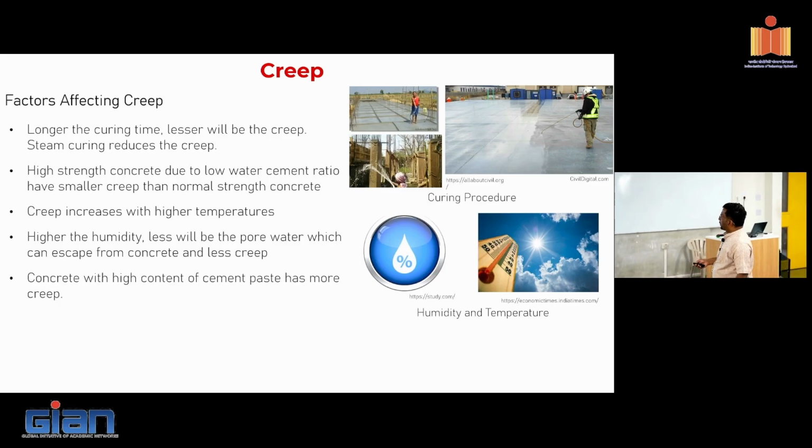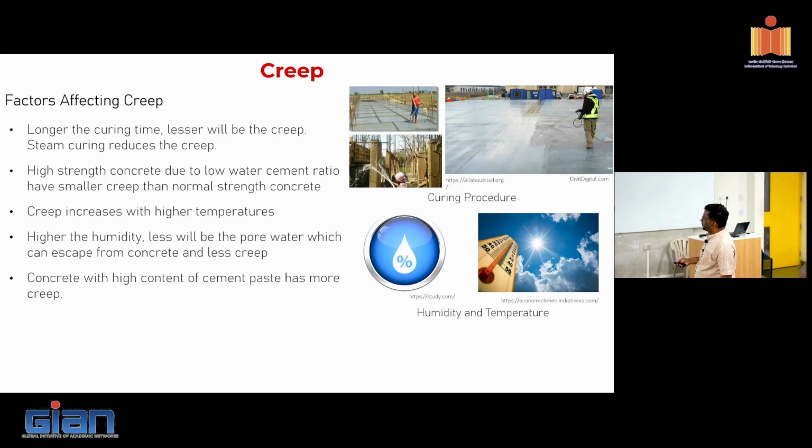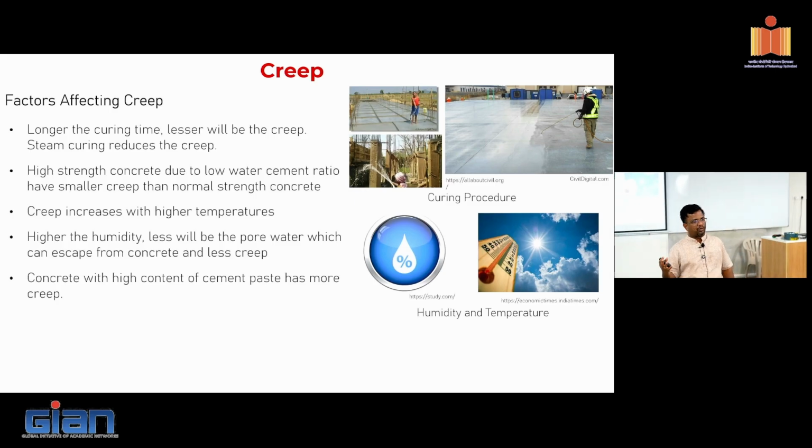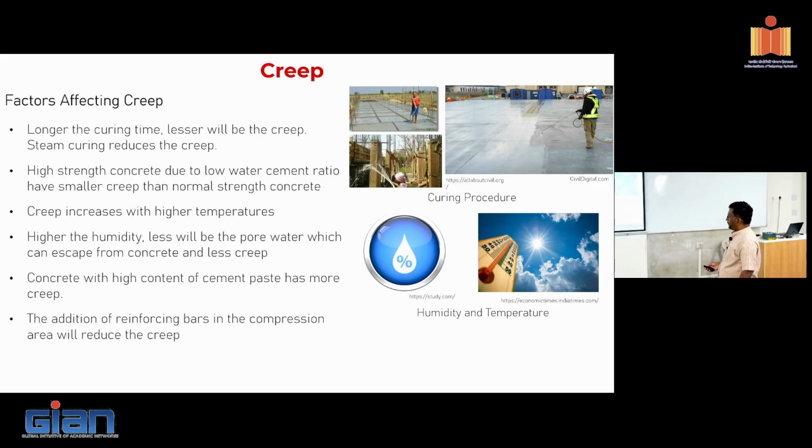Okay. So concrete with a high content of cement paste will have more creep, that I told you. If I want to have less creep, you need to put more coarse aggregate, which are inert particles, which are not going to creep. But again, then I may not get the flow and other properties, right?